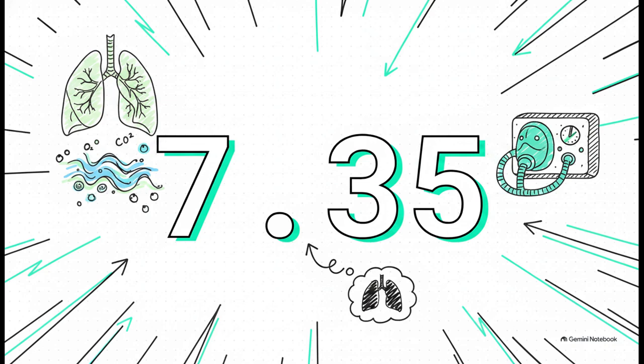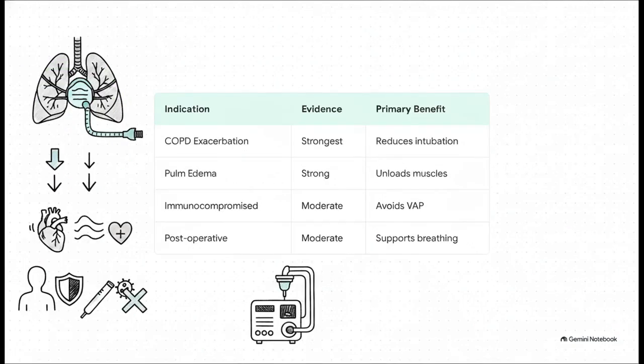If their ABG shows a pH less than 7.35 and a pCO2 greater than 45 millimeters of mercury, you are looking at acute hypercapnic respiratory failure with respiratory acidosis. That right there is the exact moment you need to initiate NIV to normalize that carbon dioxide. When we look at the clinical guidelines, NIV has the absolute strongest evidence base for acute COPD exacerbations.